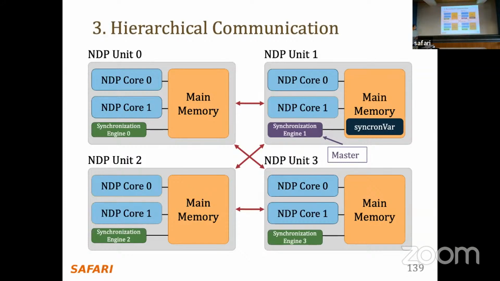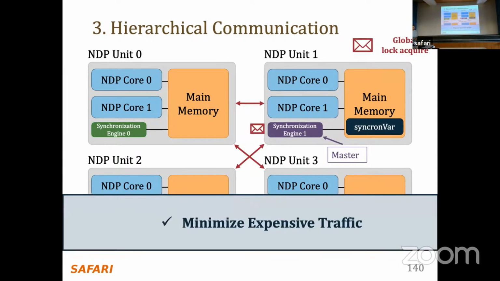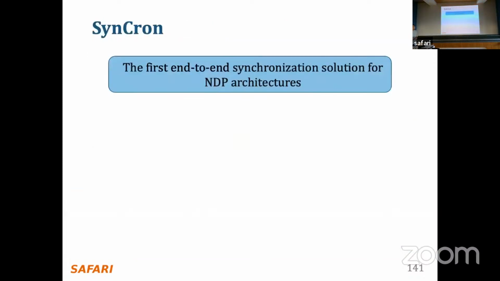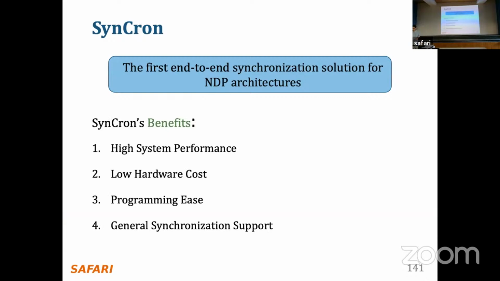That's where we first have to define a master synchronization engine, so that when the NDP cores generate the synchronization request, they are first sent to the local synchronization engines, and then from there they are sent, as in this case, a global lock acquire to the master synchronization engine. And this way, because it's hierarchical, we can minimize the expensive traffic.